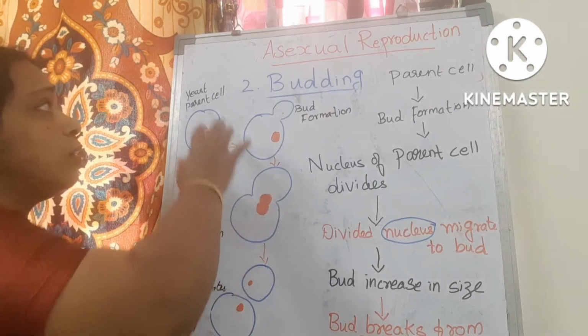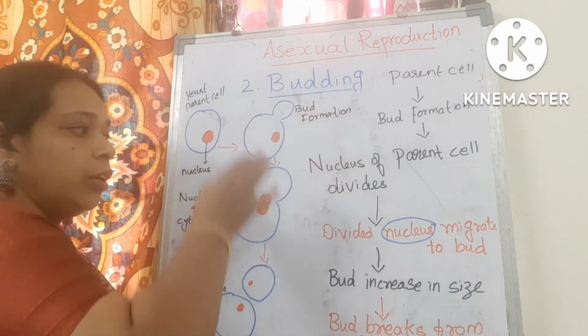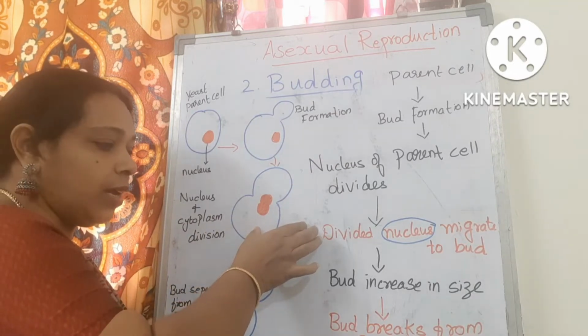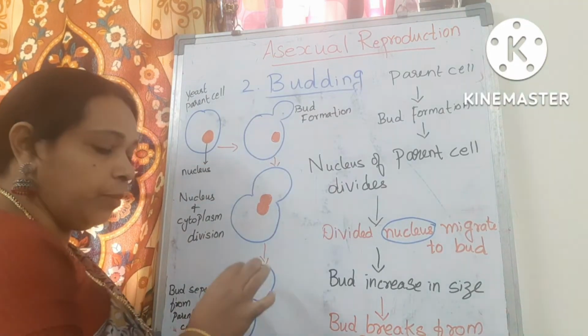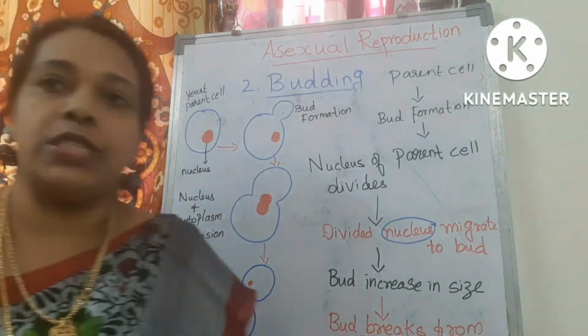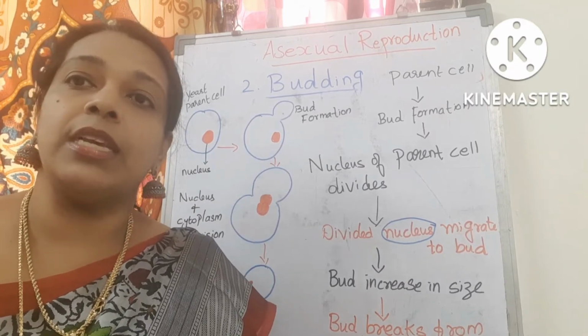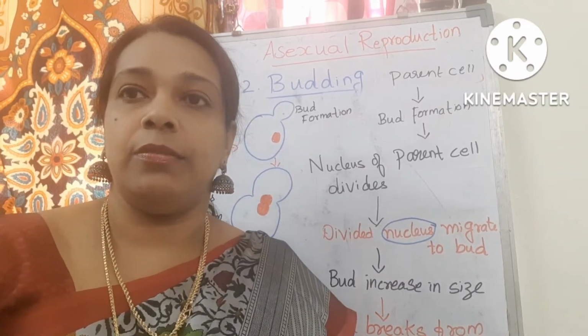Okay, is it clear? So first the mature parent cell is there, it undergoes bud formation, nucleus and cytoplasm division occurs, and after that the bud detaches from the parent cell and grows into a new cell. This is the process of budding in a unicellular organism like yeast.